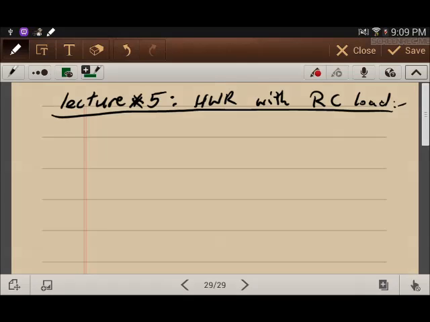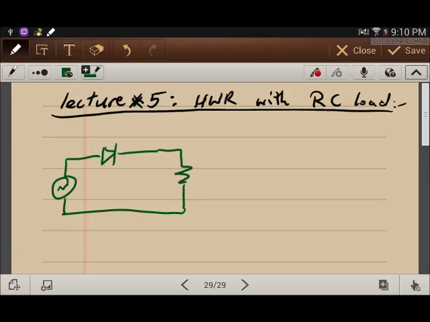This is lecture 5 on half-wave rectifier with now RC load. So the circuit diagram would be an AC source connected to a diode, then the diode is connected to a resistive load, and there is a capacitor in parallel with the resistor.